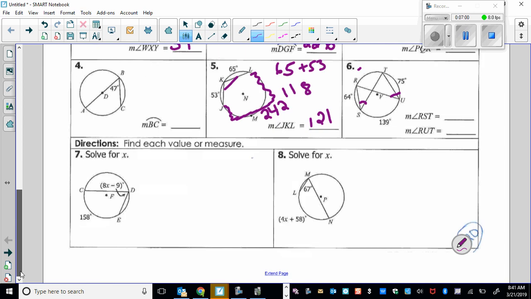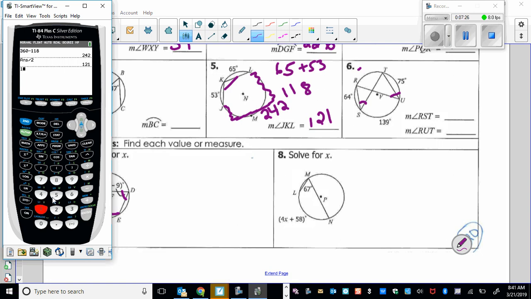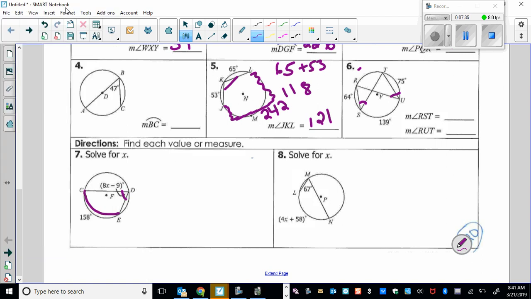All right, down here we have solve for x. We're setting up the equation. Arc CE is 158, and angle D is 8x minus 9. I know angle D is half of 158 because it's the inscribed angle. So what's 158 divided by 2? That gives me 79, so angle D needs to be 79. The way I set it up would be 79 equals 8x minus 9.